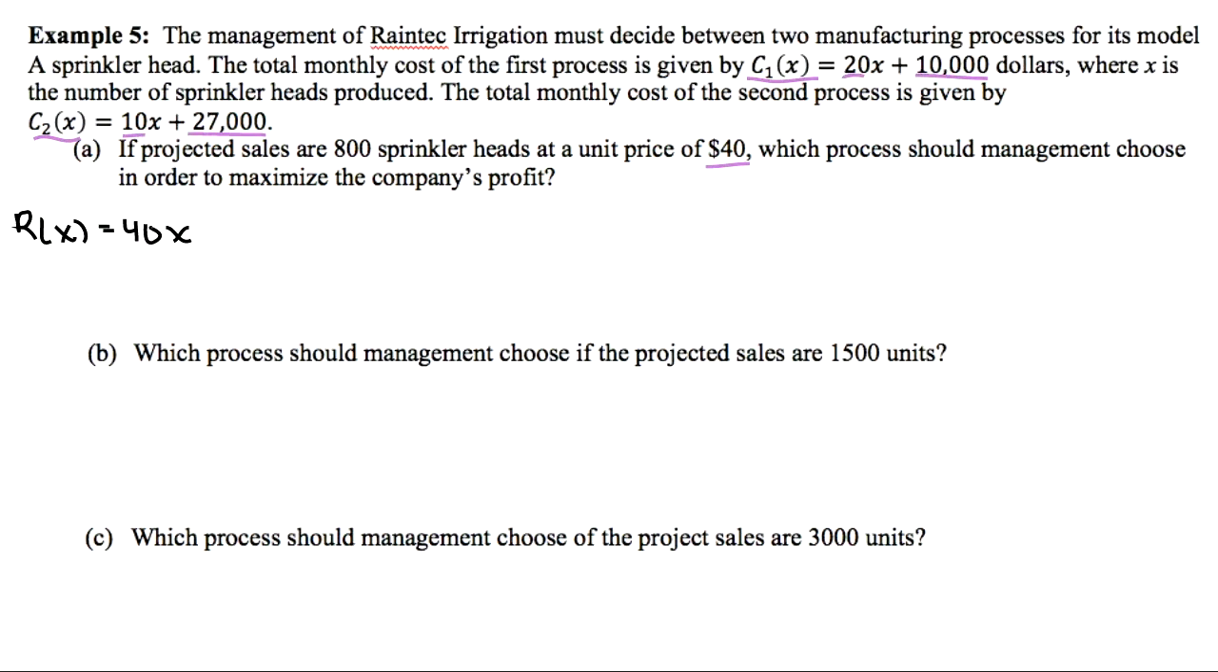All right, so if we start finding the break-even point with that revenue and the different C sub 1s, let's see what happens when revenue is equal to C sub 1 of x, and then we'll figure out what that means. So when is 40x equal to 20x plus 10,000? Subtract 20x, so that's going to be 20x. When does that equal 10,000?